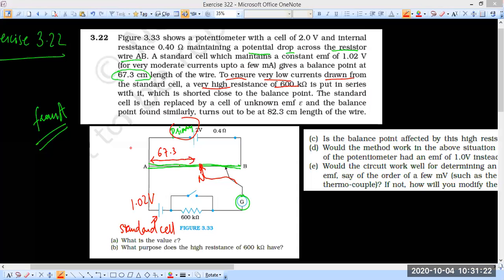In meter bridge, in potentiometer, compulsorily you have to connect the positive towards the positive side and you have to measure the length from A. Clear?